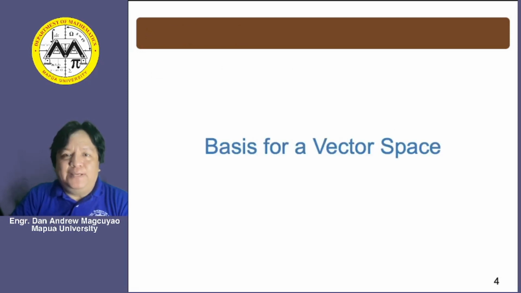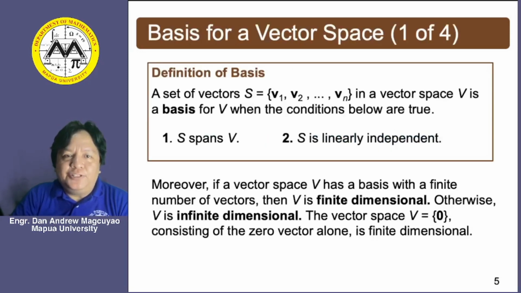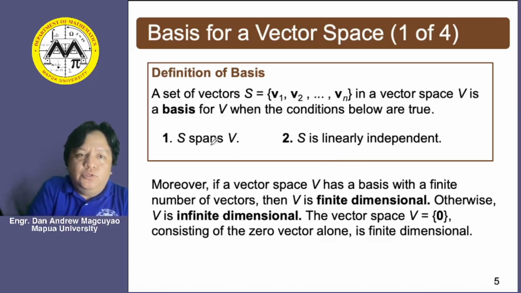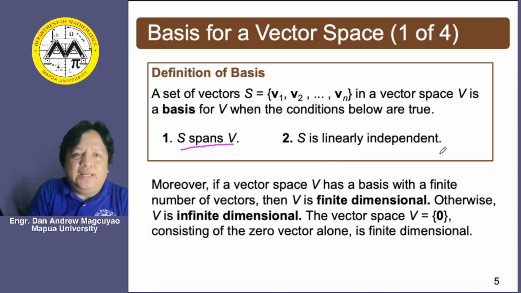Basis for a vector space. A set of vectors S composed of the vectors v1, v2, up to v_n in a vector space V is a basis for V when the conditions below are true. S must be a spanning set of V, and the vectors in S are linearly independent.